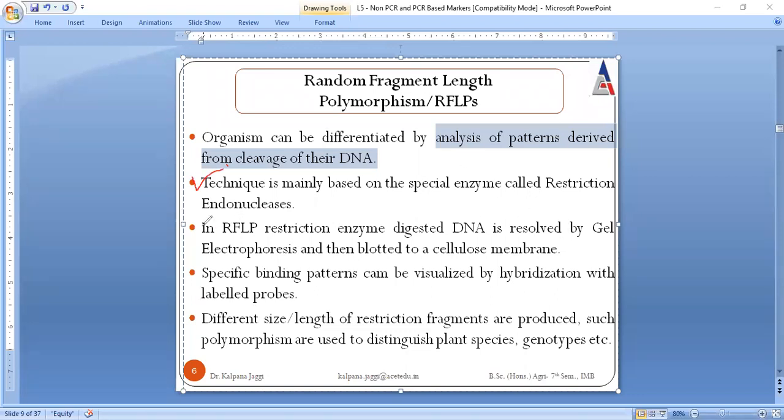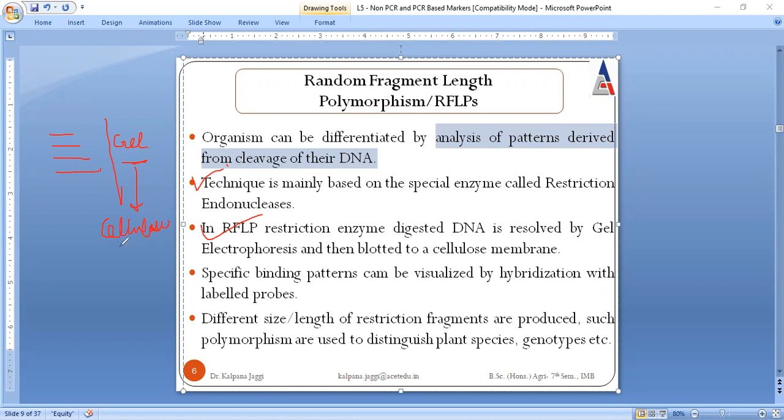Again I repeat, in RFLP the restriction enzymes cut the DNA, and the DNA fragments that are cut can be resolved. Resolved means they can be placed in a sequence, where the smaller ones are here and the larger ones are there. This is done by a procedure called gel electrophoresis. And you know, when we perform Southern blotting, the gel is later placed onto the cellulose membrane.